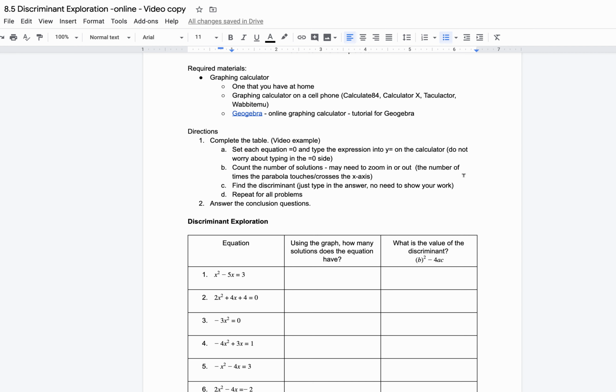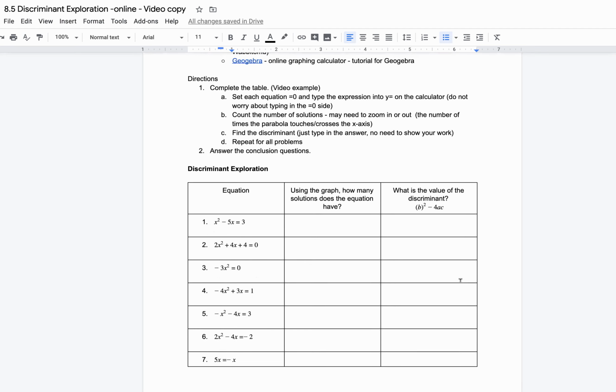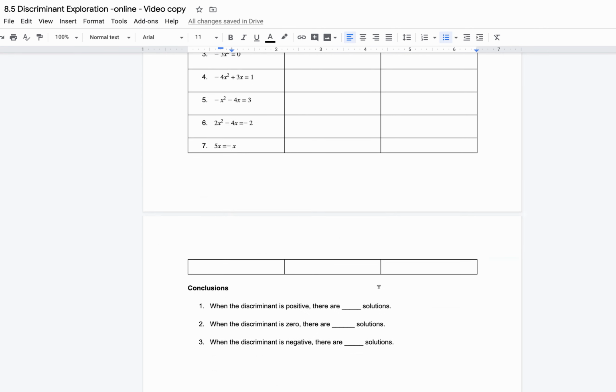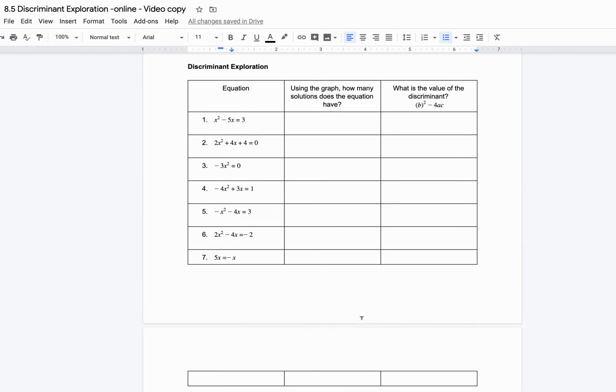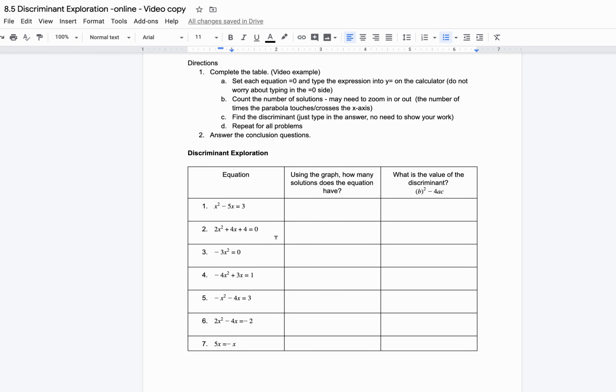And then you're going to count the number of solutions, so how many times the parabola touches or crosses the x-axis. That number will go here, and then you're going to come up with the discriminant and your answer will go here. And then you're going to look for a pattern and answer the 3 questions down here. So we're going to go through example 1.